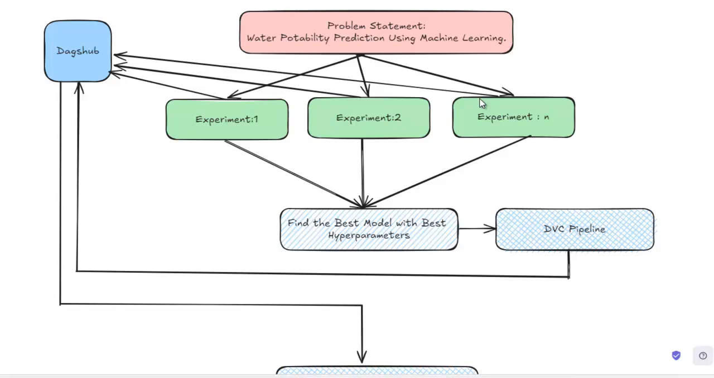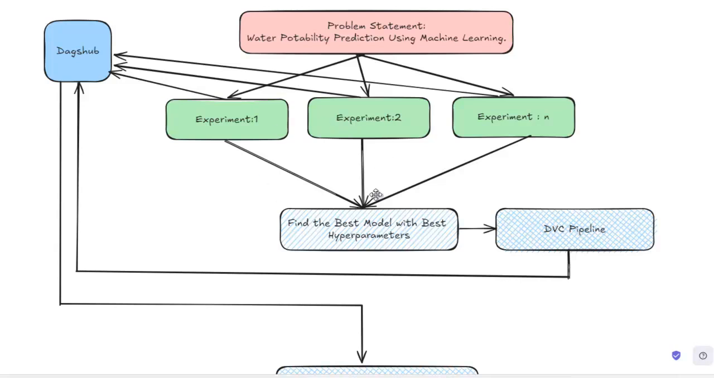As you know, we are working on our MLOps project called Water Potability Prediction using machine learning. We have performed various experiments to find the best model. Once we identified our best model with best hyperparameters, we created a DVC pipeline that generates the model and stores it in the MLflow model registry, which is hosted on Dagshub.